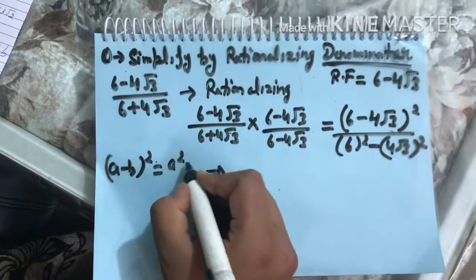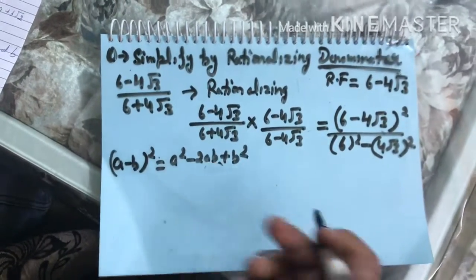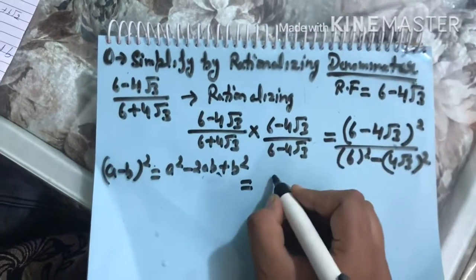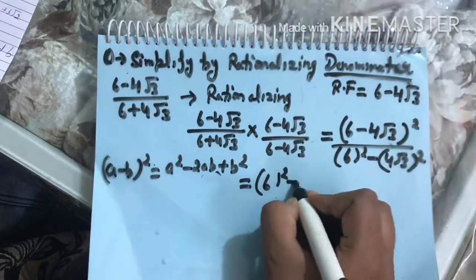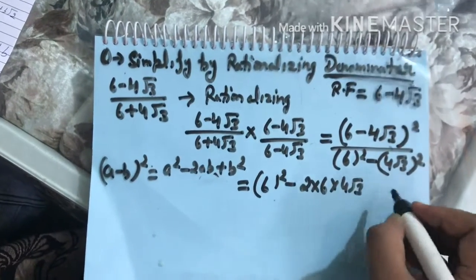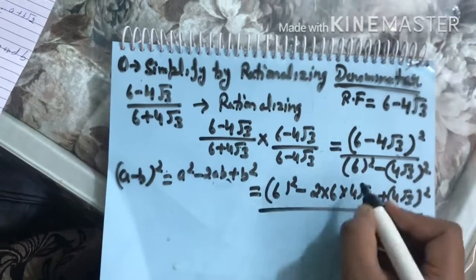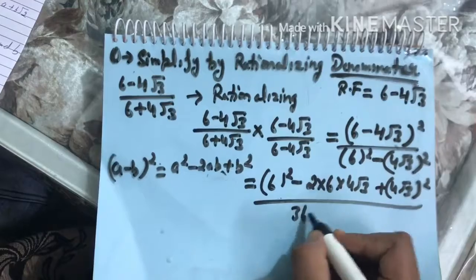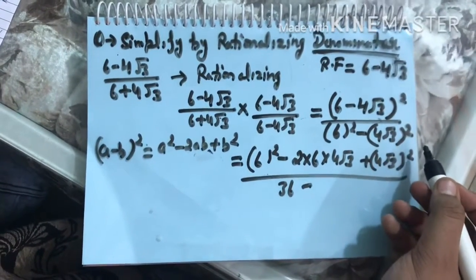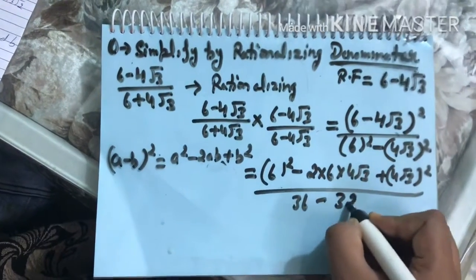So what is the formula of a minus b whole square? That is a square minus 2ab plus b square. You all know this formula. So using this formula, a is 6. So 6 square minus 2 into 6 into 4 root 3 plus 4 root 3 whole square, divided by 6 whole square, that is 36. 4 square becomes 16 and root 3 square becomes 3. So 16 into 3 becomes 48.